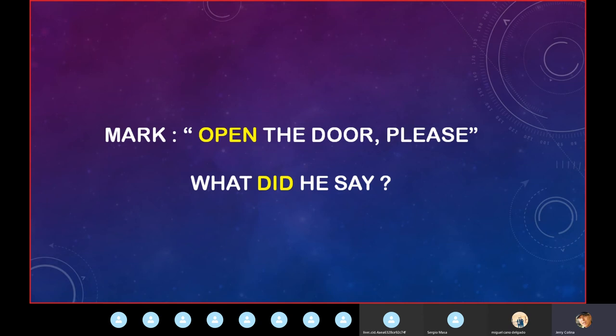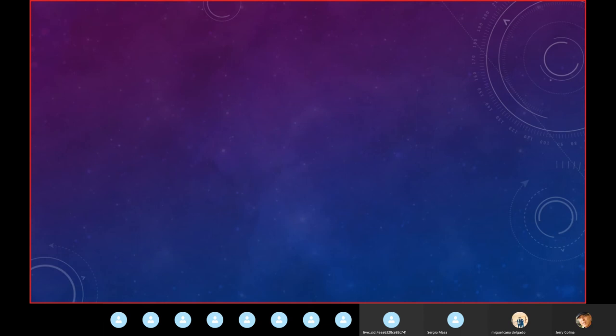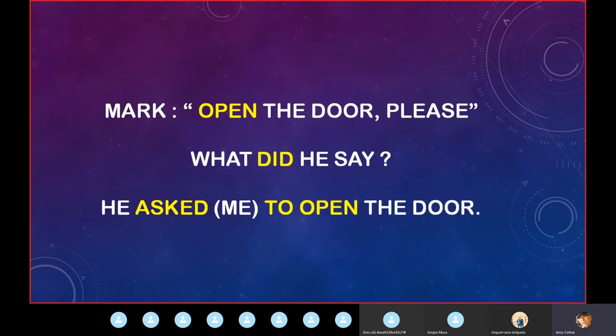So this is an example of how you have to transform the sentence when you report an imperative form. Open the door, please. This is a request. This is a petition. And this is a very polite petition because the person is using please. When I report something similar to this, I use the infinitive to open. He asked me, me between parentheses, because you can use it or not. He asked me to open the door. Open the door, please. He asked me to open the door. So when the imperative is affirmative, open the door, enter the classroom, come to the board, we report this using to.